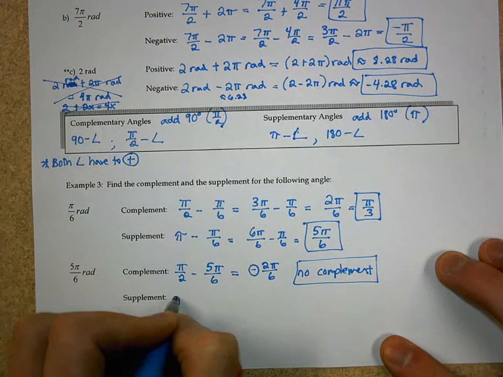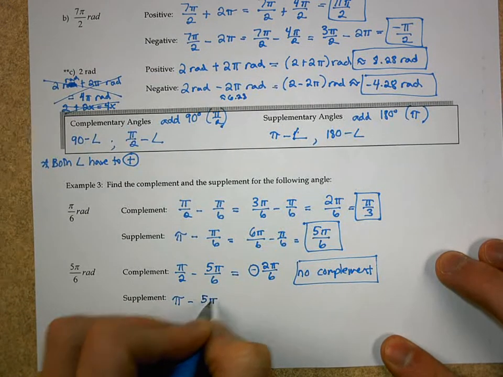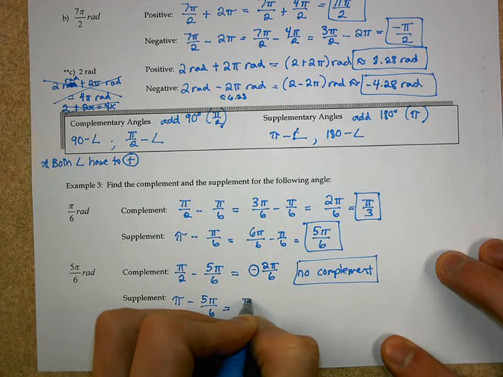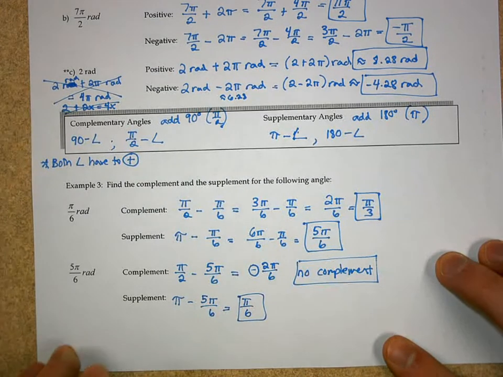So the last one, the supplement, pi minus 5 pi over 6, is going to give me pi over 6, and that will be the supplement.